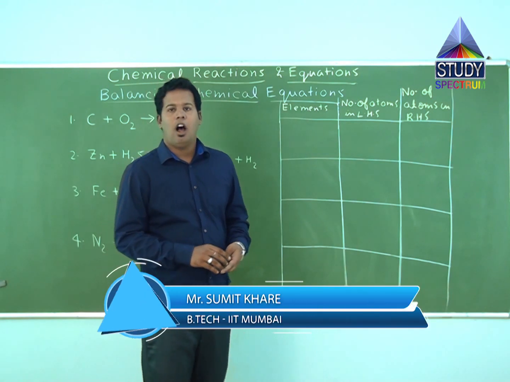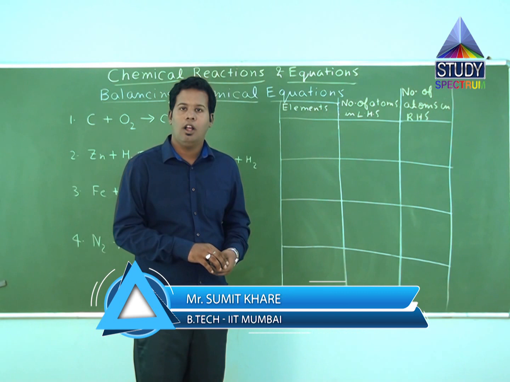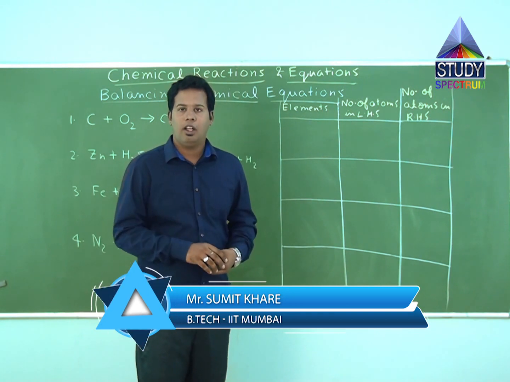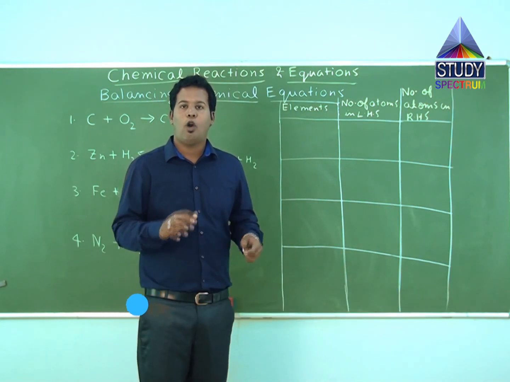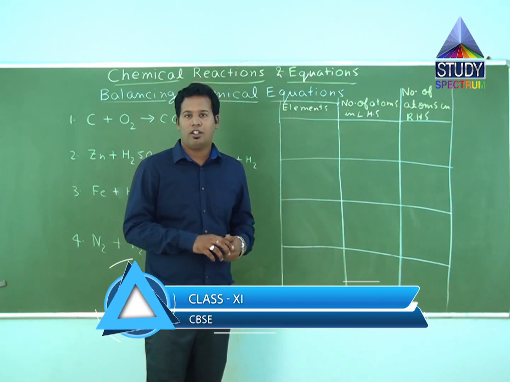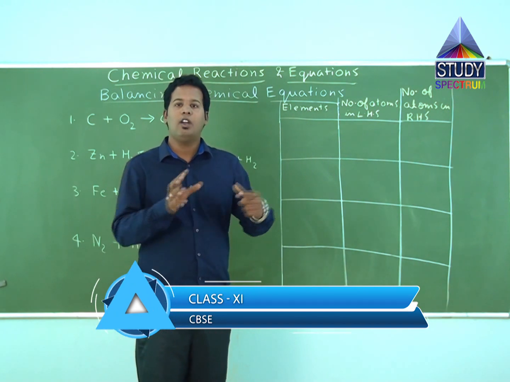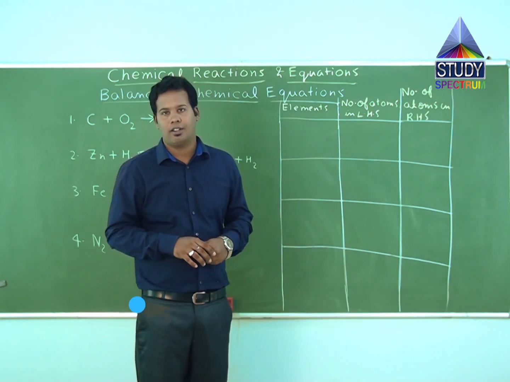Let us see how to balance a chemical equation. We have just understood that balancing a chemical equation is required to follow conservation of mass. Since we cannot create or destroy mass, the mass of reactants should be equal to the mass of products.